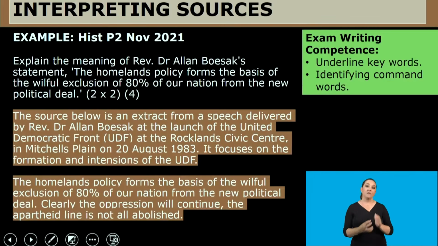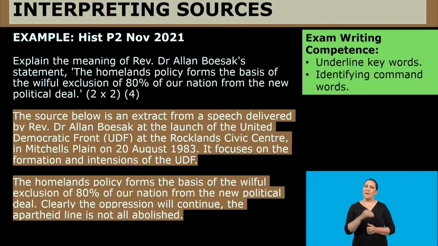Now, let's look at the example. Explain the meaning of Reverend Dr. Allan Boesak's statement, and this is the statement. The Homelands policy forms the basis of the willful exclusion of 80% of our nation from the new political ideal. Again, look at the mark allocation. That means you have to give 2 points because it's out of 4 marks.